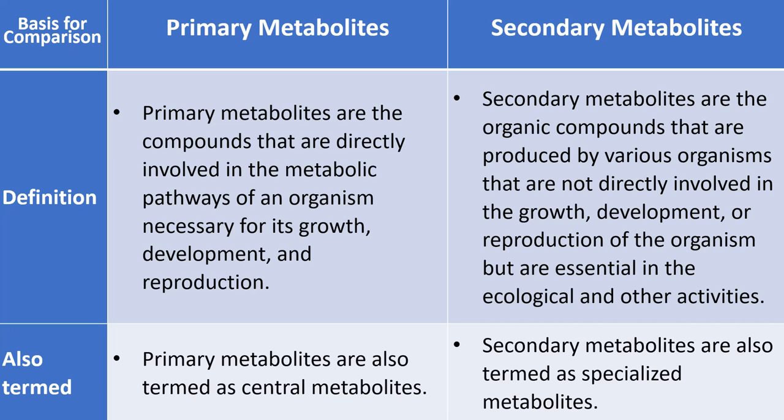In the case of secondary metabolites, these are organic compounds produced by various organisms that are not directly involved in the growth, development, and reproduction of the organism, but are essential in ecological and other activities, like antibiotic formation. Pigments are also secondary metabolites, which provide color for plants, animals, or organisms. Primary metabolites are also termed central metabolites, and secondary metabolites are also termed specialized metabolites. As secondary metabolites are used for other purposes, not in growth, development, or reproduction, which are essential factors.